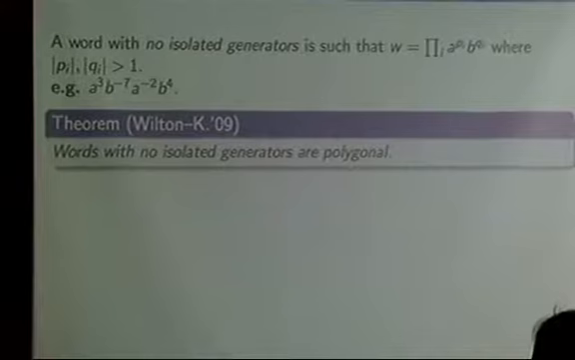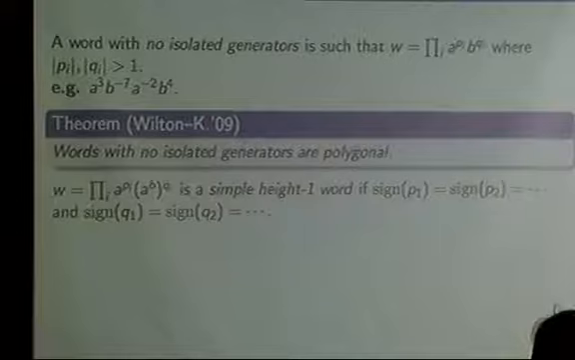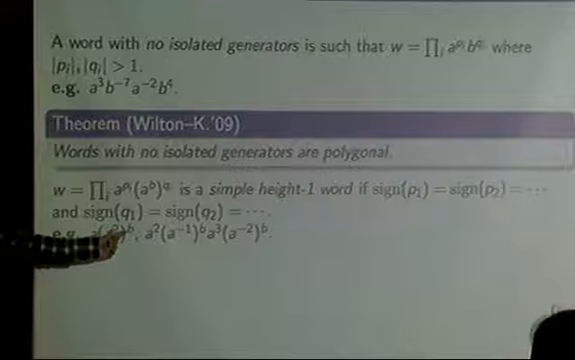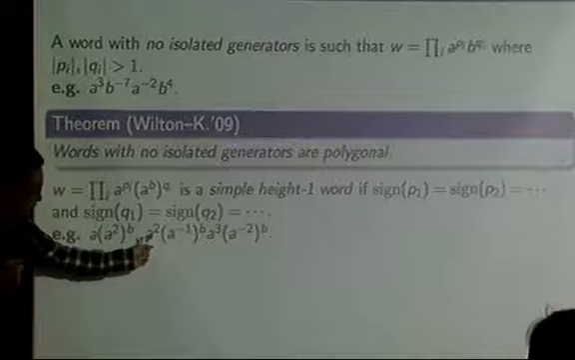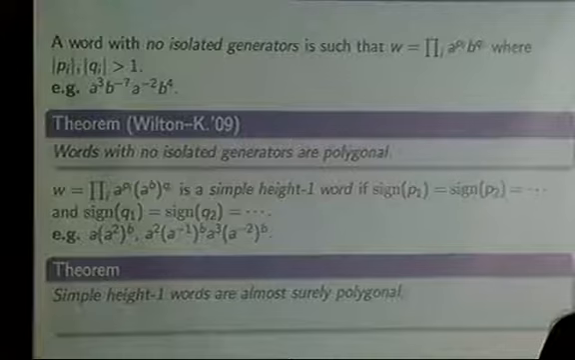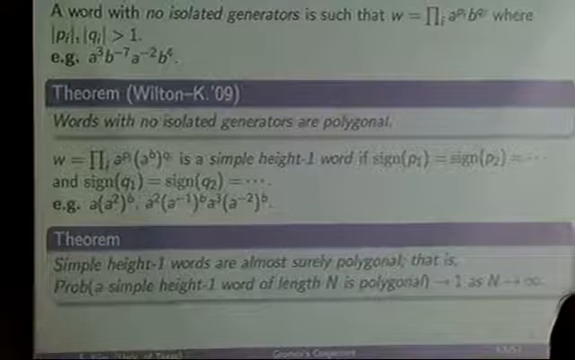Or one can consider the word of so-called length, height 1 word. Word generated by A and A to B. And it is simple in the sense that the signatures of PIs are the same, signatures of QIs are the same. So it includes all the words of the form A to some power, A to B, to some power. All the words of that form. Or, just like the second example, all positive and A to B powers are all negative. Then while we couldn't prove that this is polygonal, we have shown that it is polygonal with probability 1, almost surely, in the sense that the probability that a simple Hadron word of length n is polygonal goes to 1 as n goes to infinity. So if you consider longer and longer words, it is more and more likely that the word is polygonal.